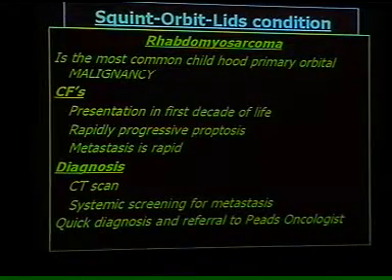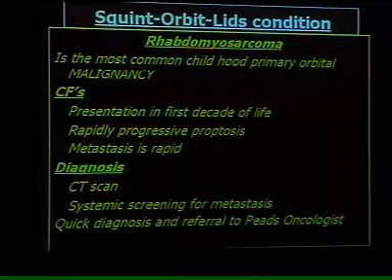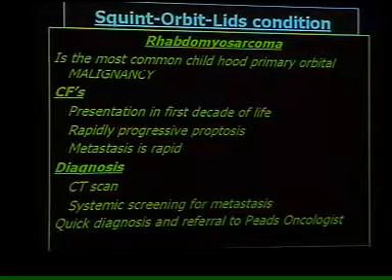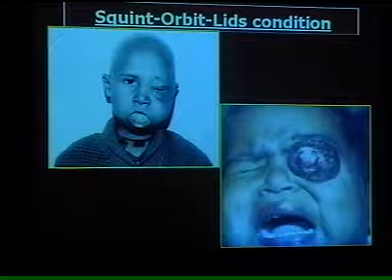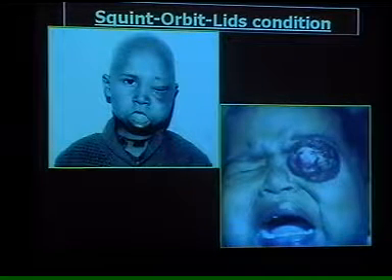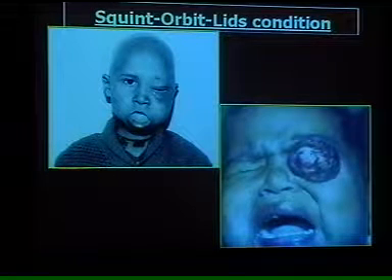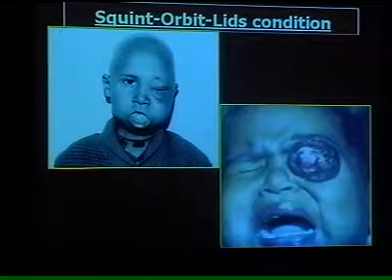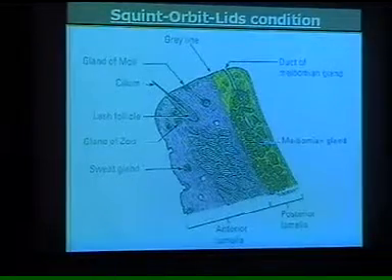Now, rhabdomyosarcoma, the incidence is very low, but it's a very aggressive tumor of childhood. In the majority of cases, the presentation is acute, and by the time it is presented to the doctor, it has already spread to the body, and the overall survival rate is very low.